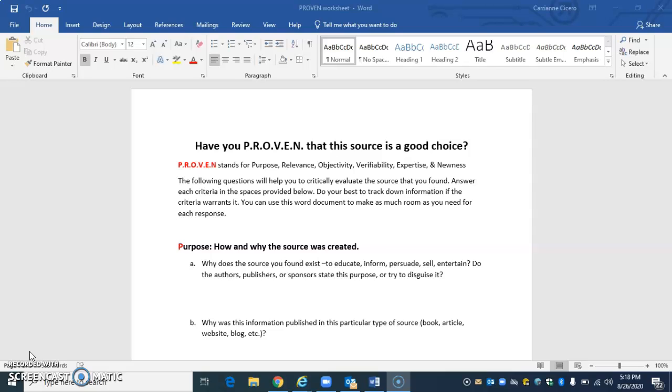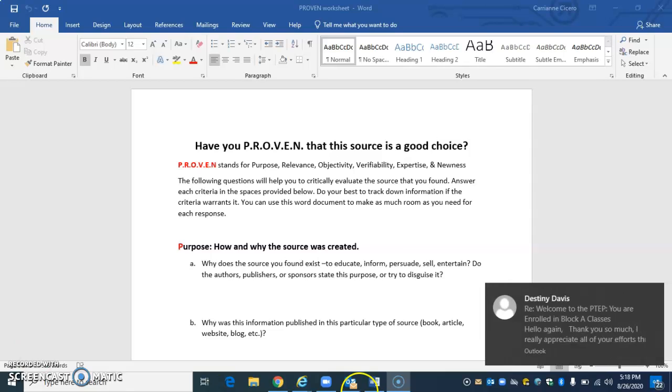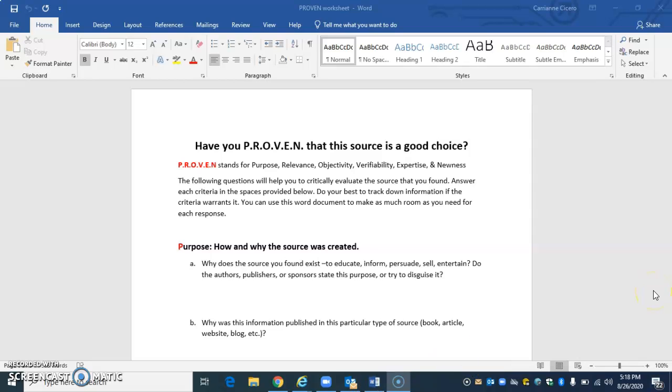So I want you to find a source. It could be an article, a book, a blog, any source you can find that's relevant towards the topic you're thinking about. And I'm going to have you just put the citation right here. And then I want you to go through and answer these questions. These questions are going to help you figure out if this is a source that you should be using for part of your resources for your speech.